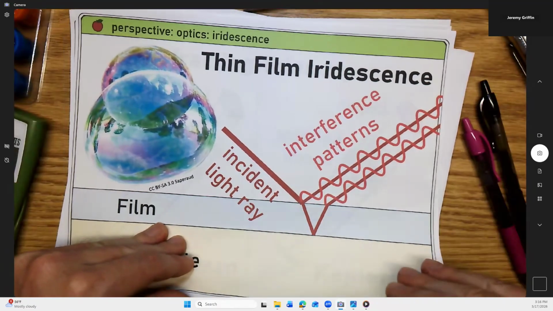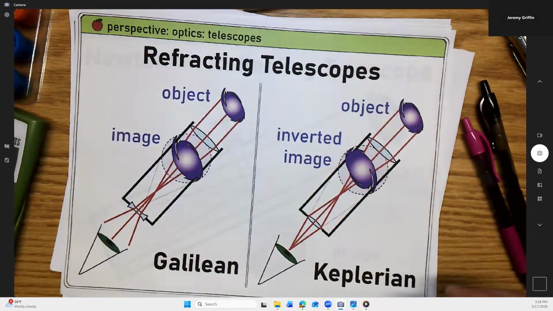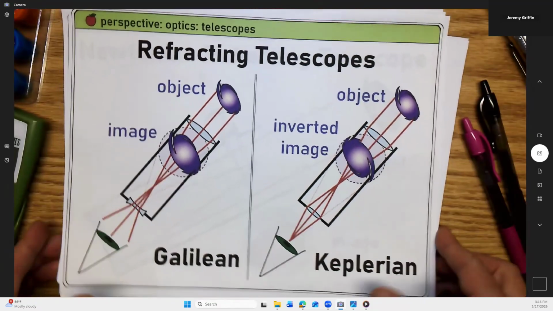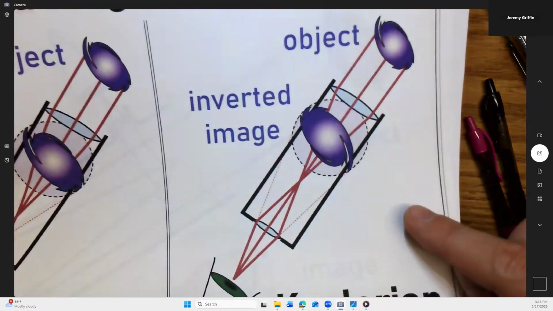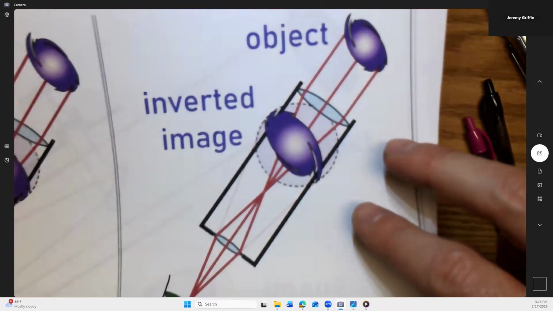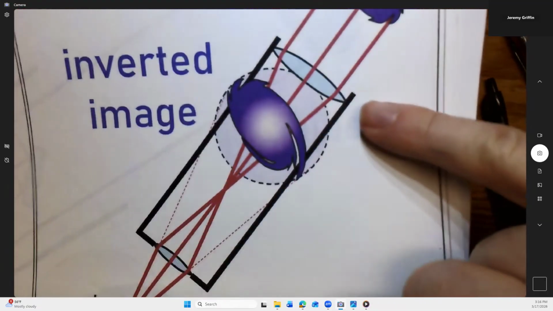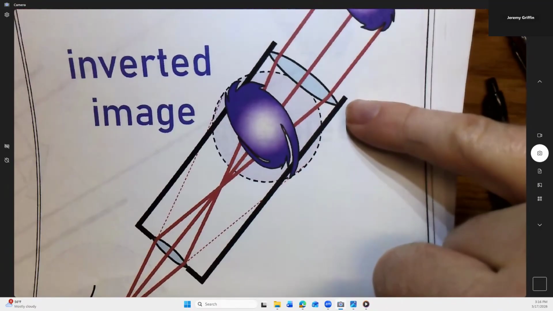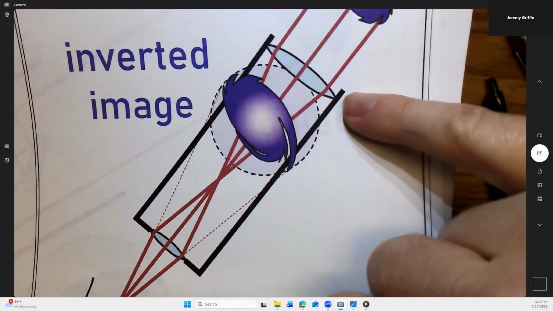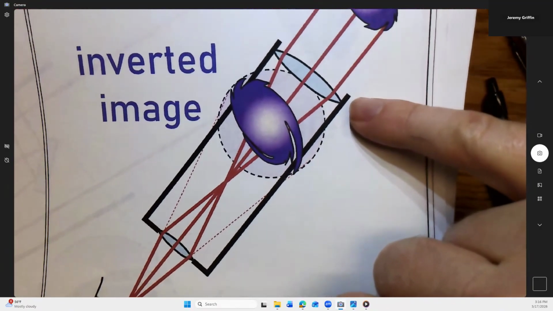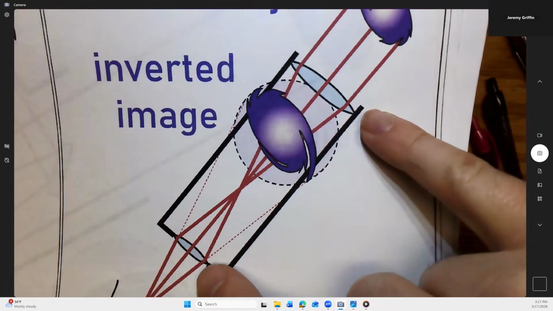Okay? But right, let's look at a couple of telescopes. So let's start with this Keplerian telescope on the right. This is the design that Kepler used. Okay? Guys, what kind of lens is that? Is that diverging or converging? Yeah, that's your converging lens there. And another converging lens here.